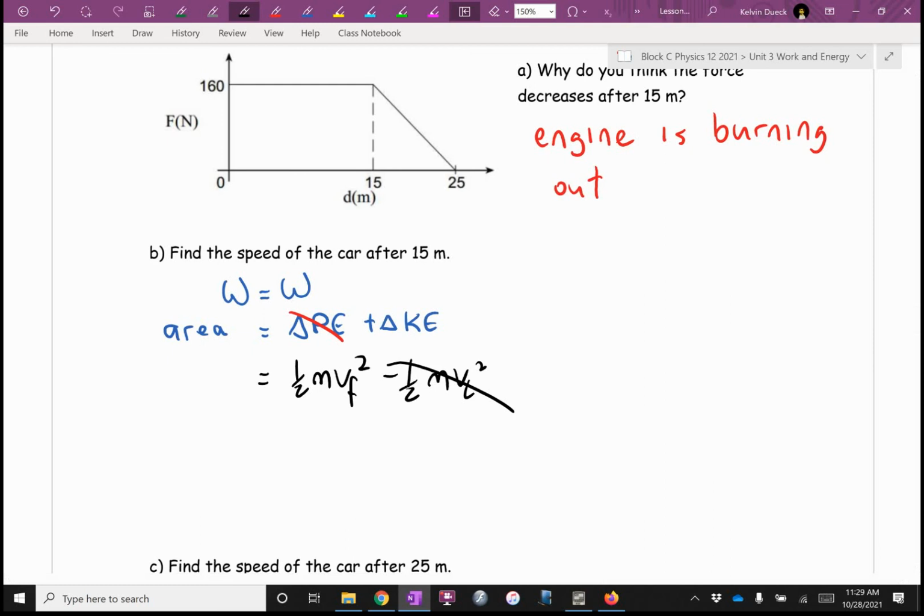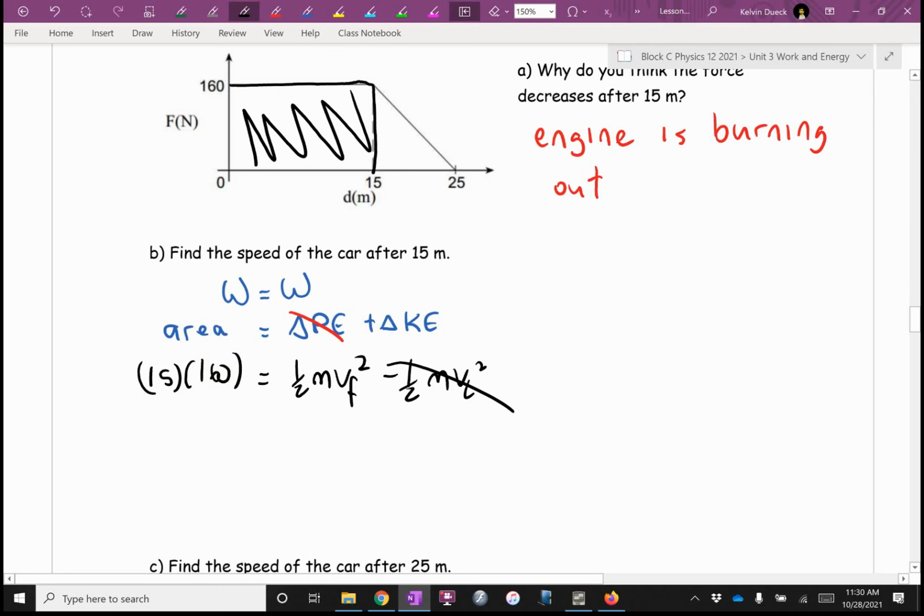This is the power of all three of these definitions of work when you start using them in the same equation. You can figure out a lot with very little information. What's the area? I guess the area is going to be, because it says to 15 meters, that rectangle there. How do you find the area of a rectangle? It's going to be 15 times 160. Rectangle, 4 sides.